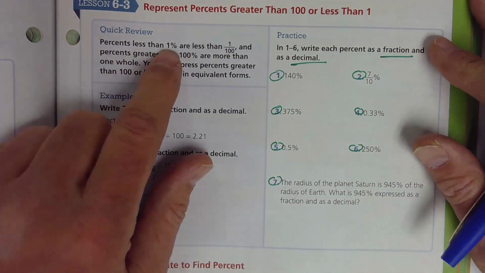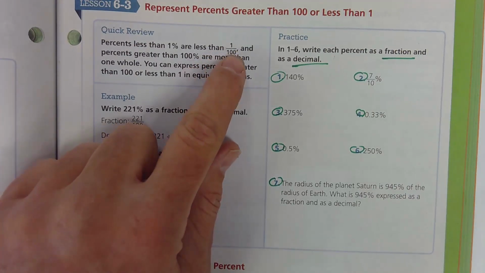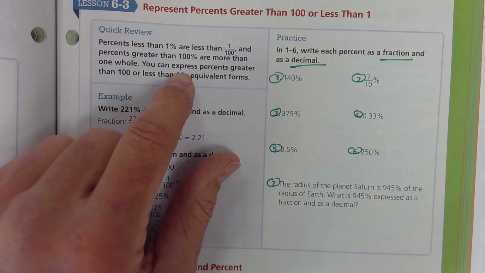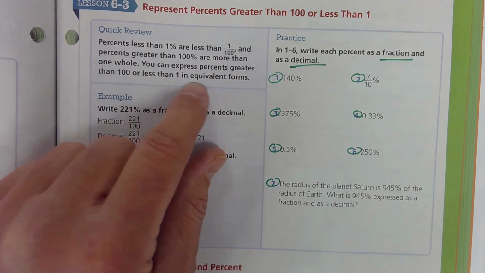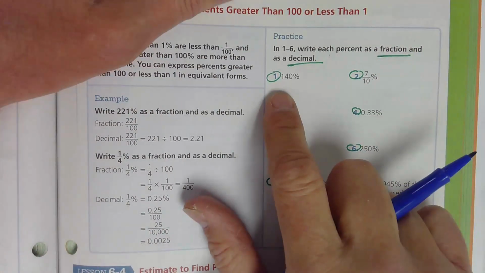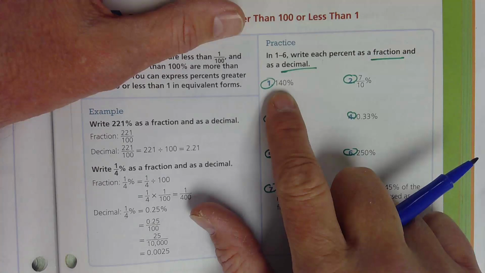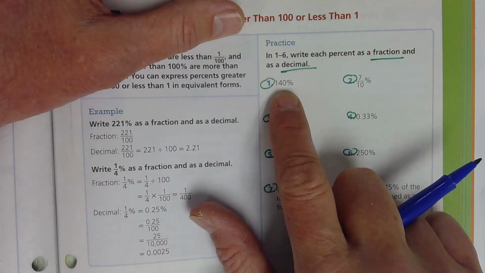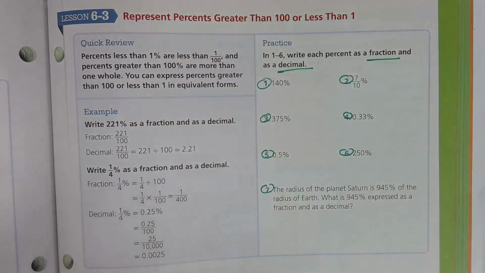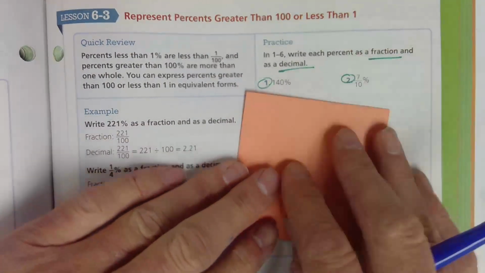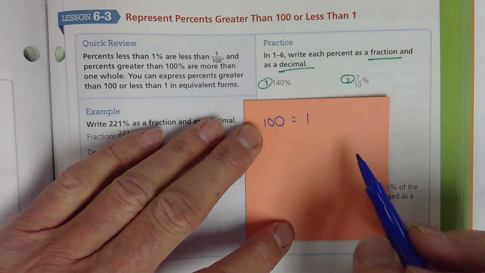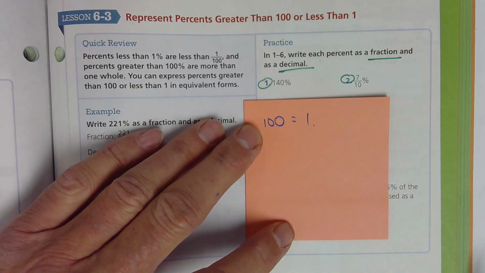It says percents less than 1% are less than 1 out of 100, and percents greater than 100% are more than 1 whole. And you can express percents greater than 100 or less than 100 in equivalent forms. Well, let's look at just the first one here. Number 1 I want you to do, and they give us an example here, but 140%. Well, if it was 100%, I could have just put, let me get a sticky note here so I don't mess up my book. 100% in decimal form would just simply be 1. I mean, the decimal would be right there, but you wouldn't bother writing it.